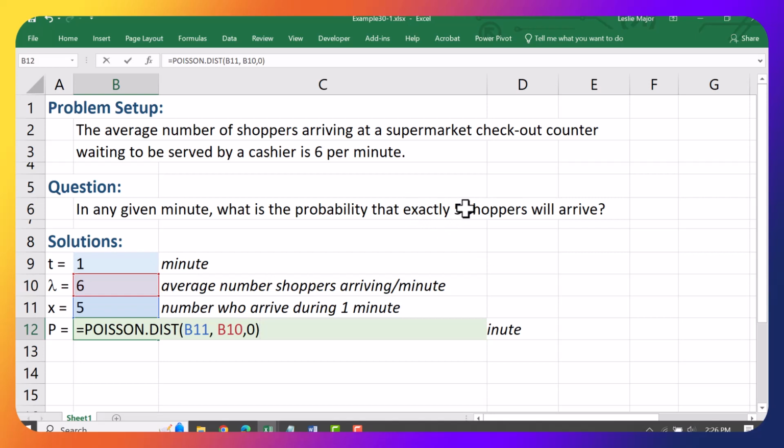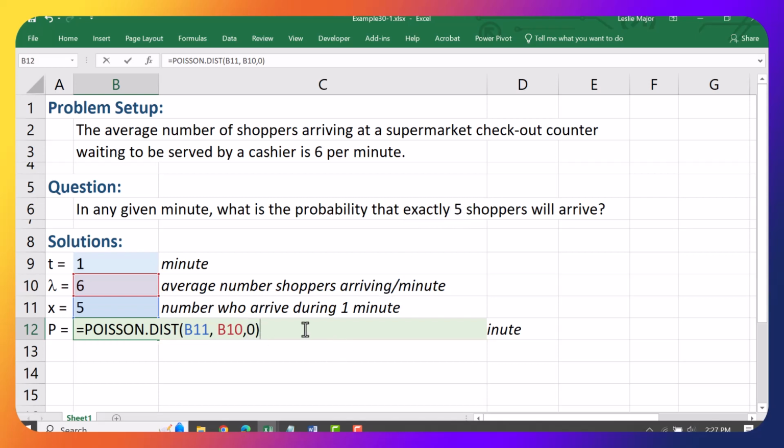Why? Because I just want the odds of exactly 5 shoppers arriving. In future videos, I'll talk about what it looks like when we use cumulative equal to true. Little note, we always use cumulative equal to false for Poisson if we want a probability of an exact number of events happening. So in this case, exactly 5 shoppers.